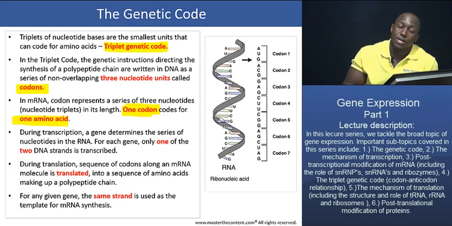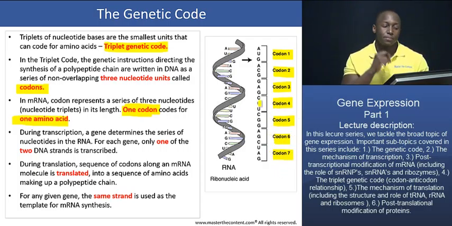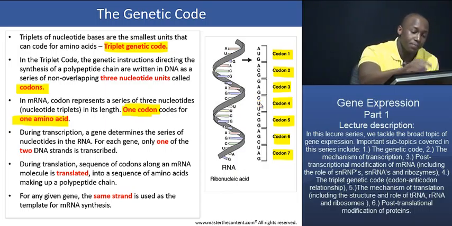The diagram on the right gives you a really good representation of what I'm talking about. For instance, AUG, adenine, uracil, and guanine in RNA, that's one codon. ACG, adenine, cytosine, and guanine, that's a different codon. So codons are basically triplets of nucleotides, and each of these codons will code for a specific amino acid in the process of translation. So let's move on.